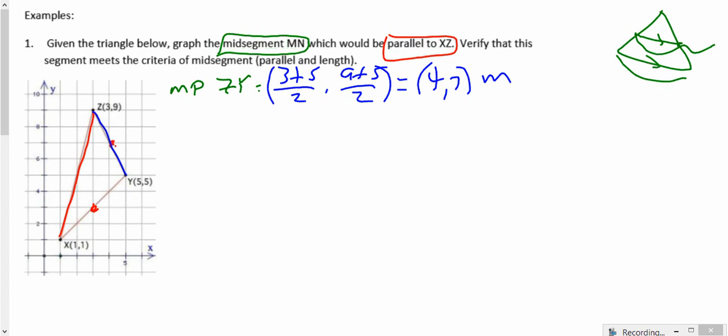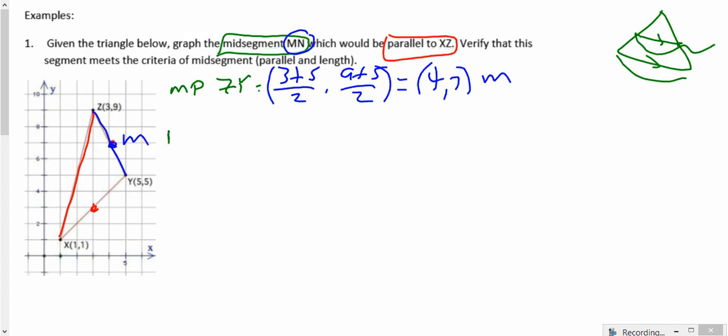We'll call this one M, since M and N is what they want. So this is point M. Now does that work out? Over 4, now this is the origin, so if we go over 4, 1, 2, 3, 4, and up 7, 6, 7, we get right where we want to be. So that verifies that that is the midpoint, and that's M.